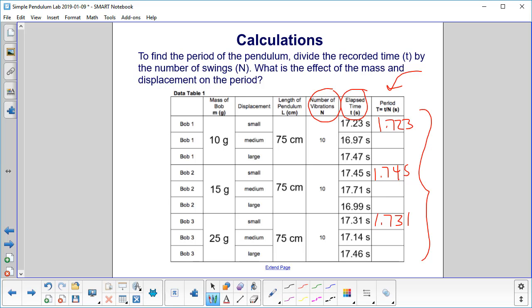So the question is, what is the effect of the mass? We're changing the mass of the bob here. And the displacement, we're changing the angle that we let it go. So what's that effect on the period? Stand by in 2 slides for the full answer.